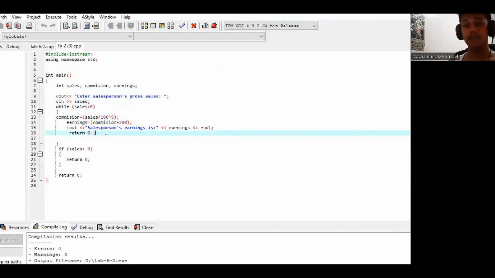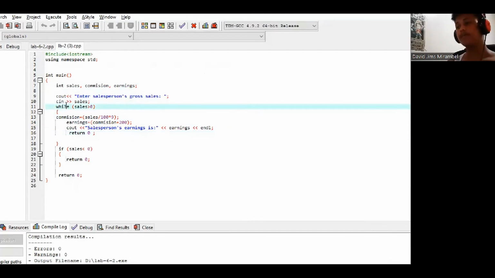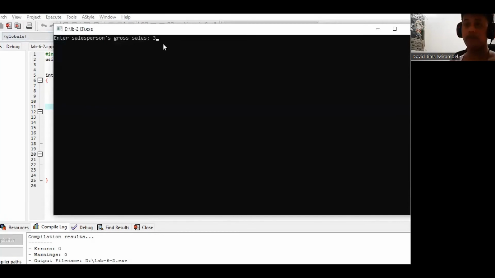And the while statement here means that if you plug in a number greater than 0, the code will rely on the formula, or the solution, which is sales divided by 100 times 9 is the formula for commission, and commission plus 200 is the total earnings that correlates to the variables below int main. So let me give you an example. This is my gross sales.